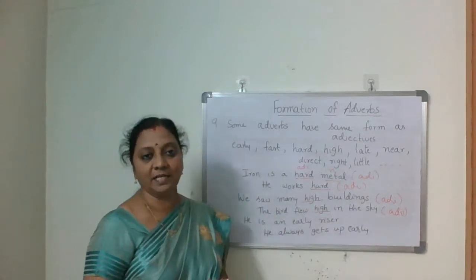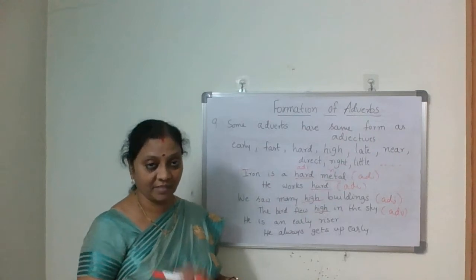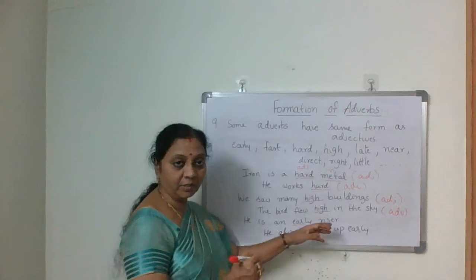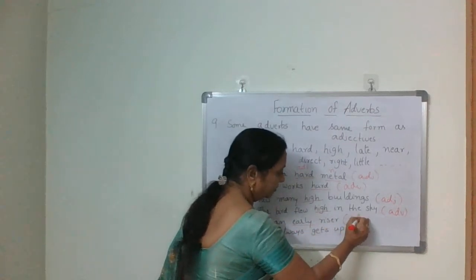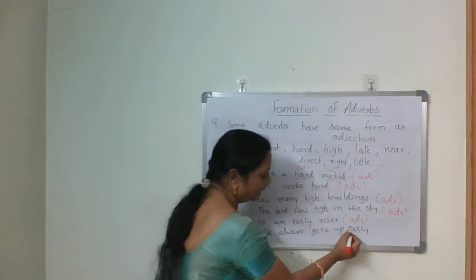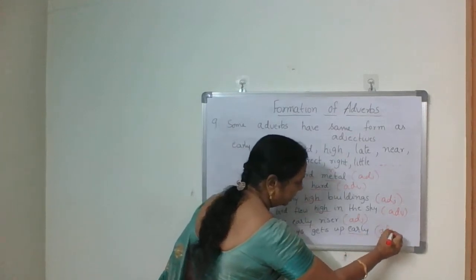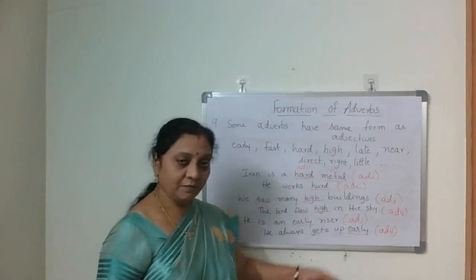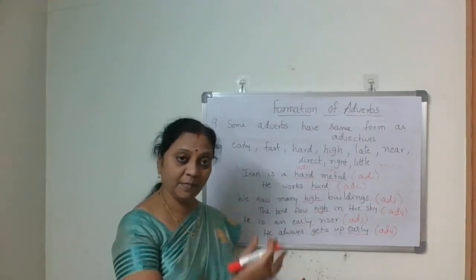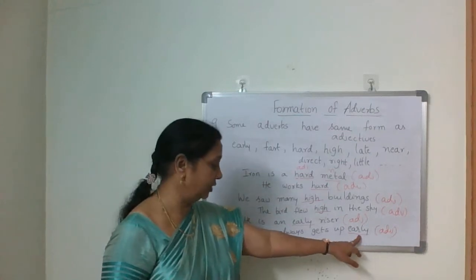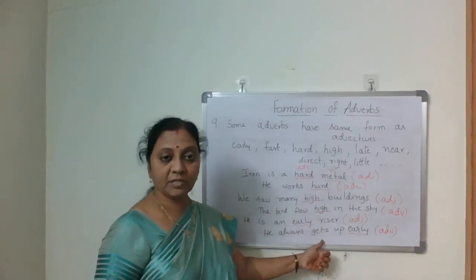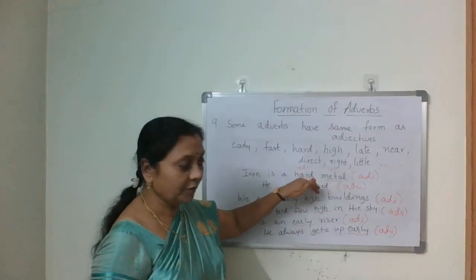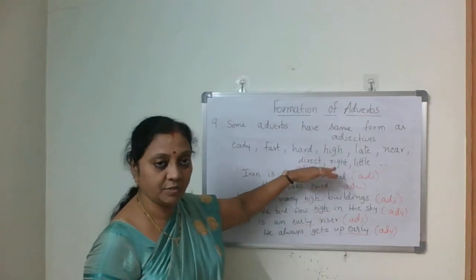Similarly, he is an early riser. Riser is a person noun and early is talking about the person, so it becomes an adjective. Whereas, he always gets up early: in the second case it is an adverb. When does he get up? He gets up early. Here early is talking about the action word getting up, so it becomes an adverb. See, the same words are used as adjectives and adverbs.